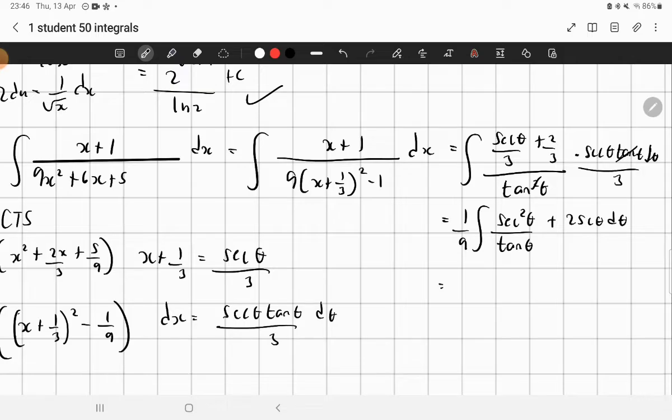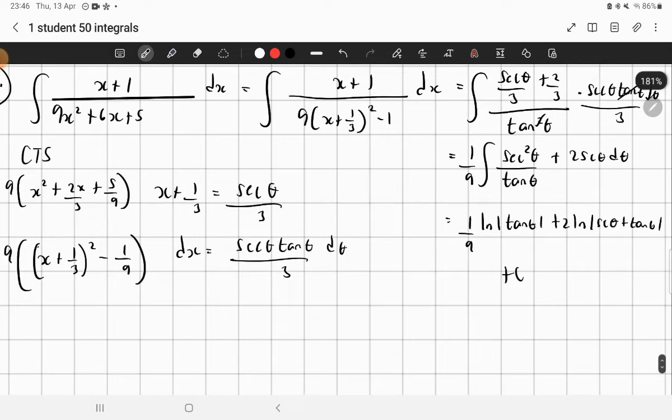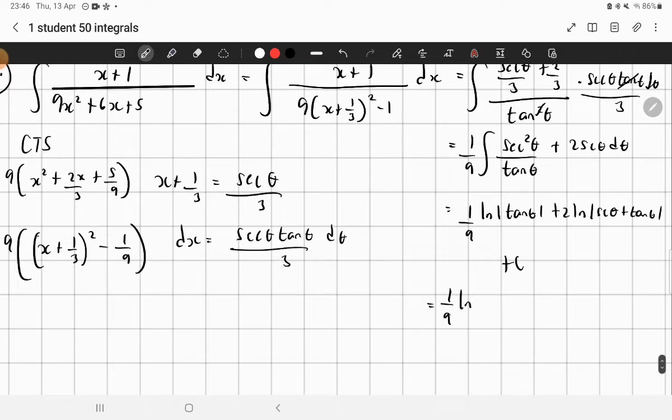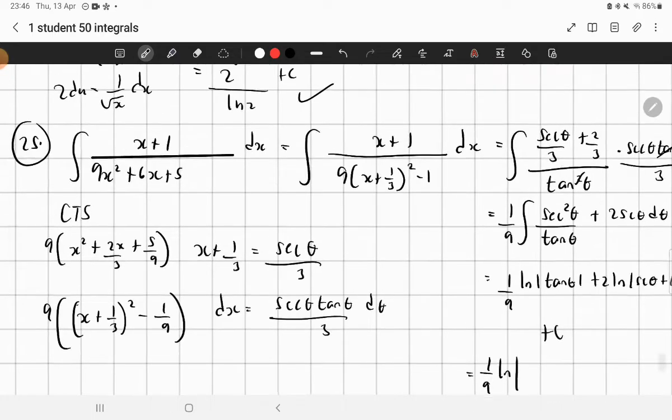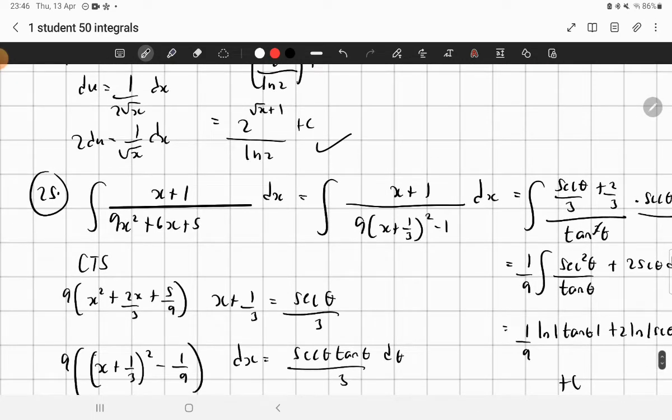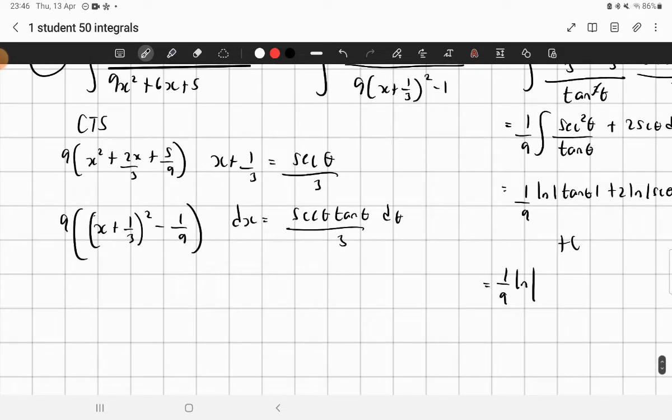So 1 over 9 times ln tangent theta plus 2 ln secant theta plus tangent theta. Oh my gosh, that was a lot of work, honestly. Okay, this is nice. We have some progress. So what we're going to do is, by referring to the right angle triangle, okay, this is ugly.